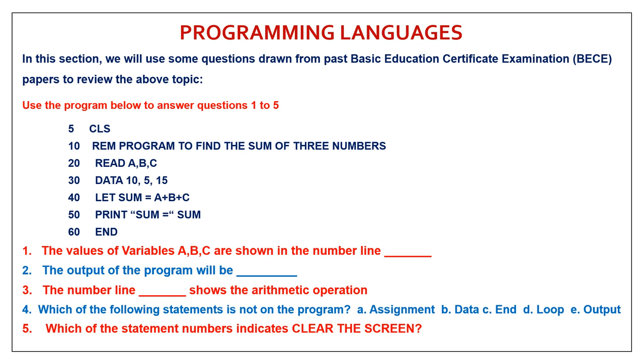The arithmetic operation in this program is the addition because the remark says the program is to find a sum of 3 numbers. So where do we have the arithmetic operation? Look at line 40 that says let sum equal to A plus B plus C.